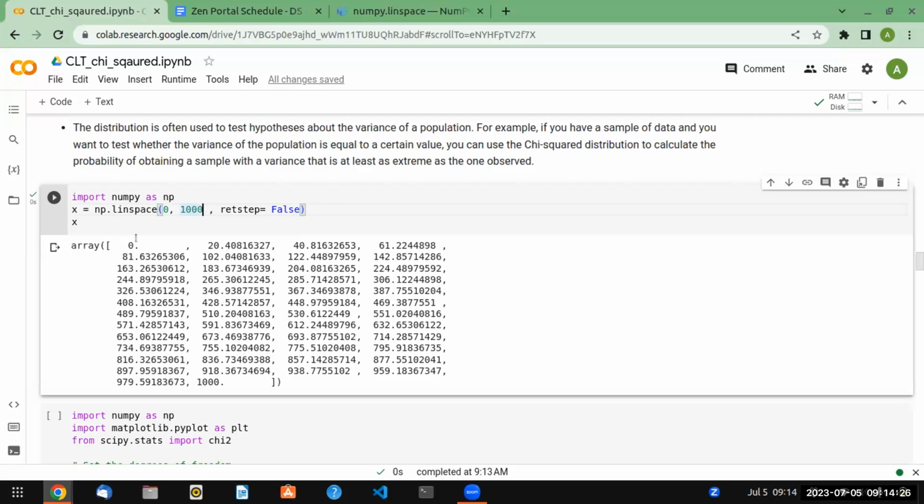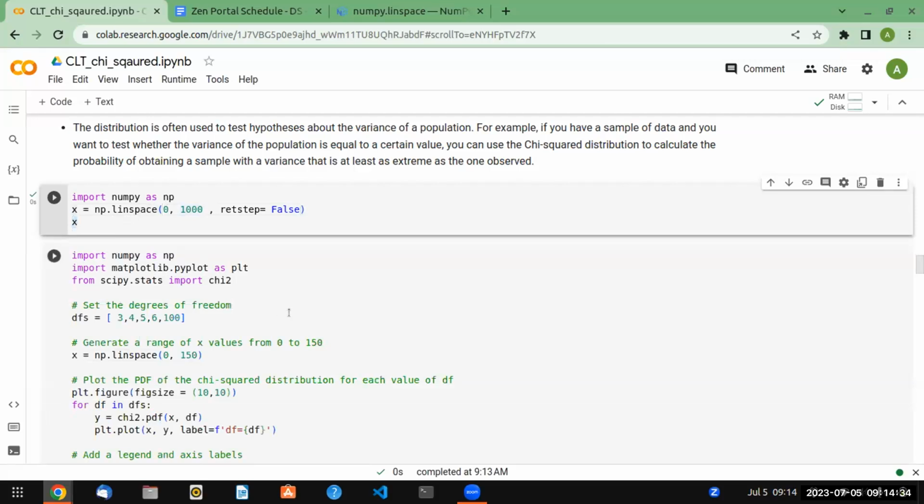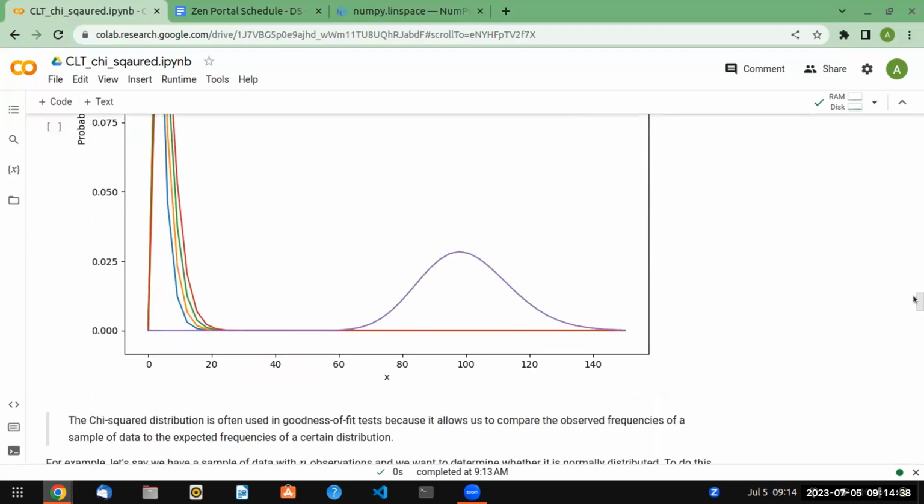Why are we doing this? What is the motive here? That is important. Why are we generating this x? To plot on the x-axis. So our aim is to plot this graph. I'm explaining the code for how I draw this graph.